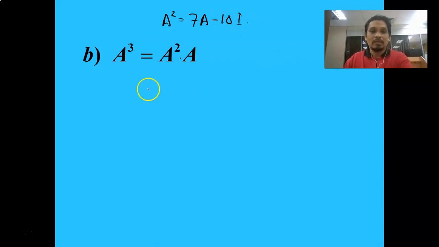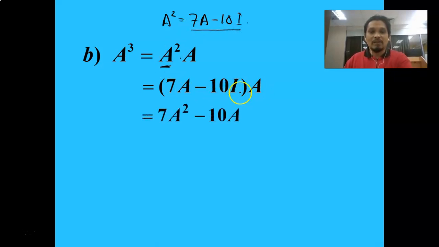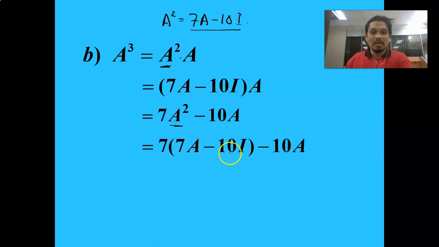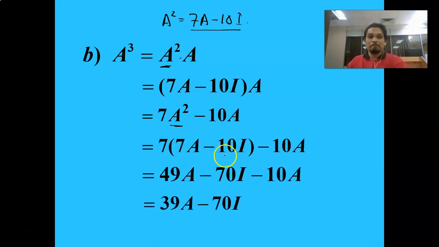Okay, so then replace or substitute A squared with this equation here. 7A minus 10I multiplied with A. There you go. Okay, then, and A squared itself, A squared with 7A minus 10I. Then, okay, that's it. Okay, so these all things you play with all the equation just to recall, simplify and find the answer for the question.